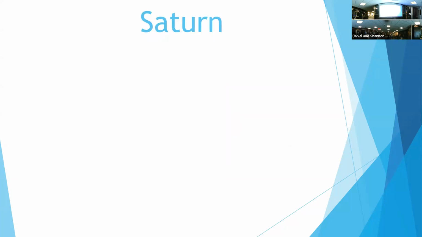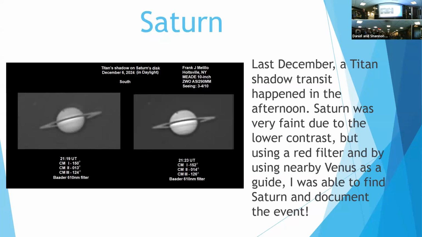Okay, Saturn. Now we move to Saturn. Last December, a Titan shadow transit happened in the afternoon, our time. Saturn was very faint due to the lower contrast, but using the red filter and nearby Venus as a guide, I was able to find Saturn and document the event. Now, why did I do this? Because it was Titan's shadow right here. It's Titan, and its shadow right here. This is one of the earliest images when the Titan shadow event started, which began in November, and this is probably the second passage.